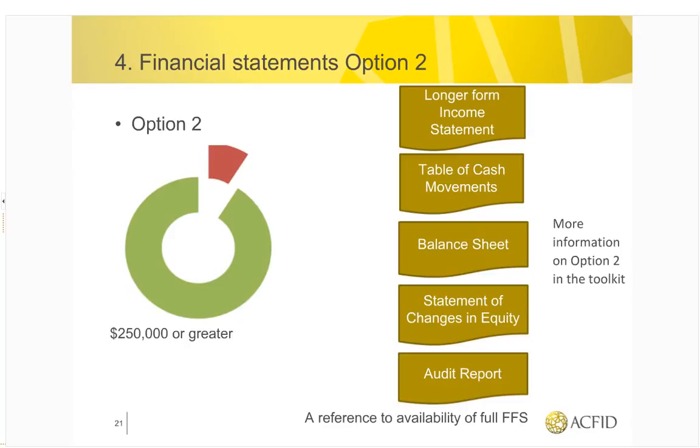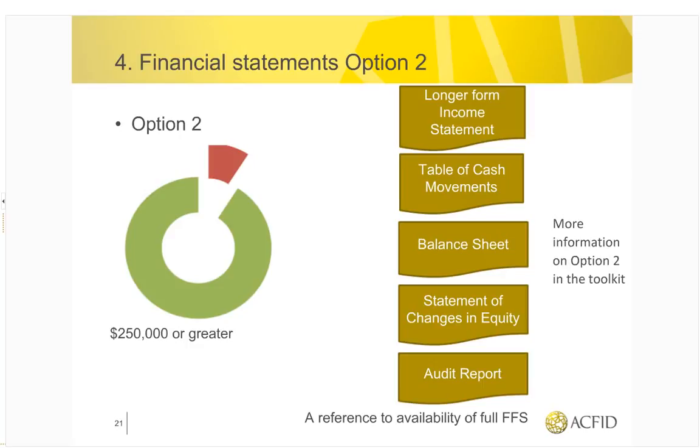Option 2 applies to organisations that have an international aid and development revenue of $250,000 or more. So we ask a bit more from you, essentially. The income statement is a bit longer, and there's a few more headings to report against. We also ask for a table of cash movements against designated purposes, same as for option 1.